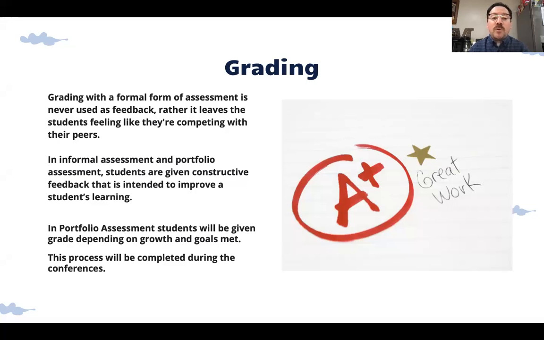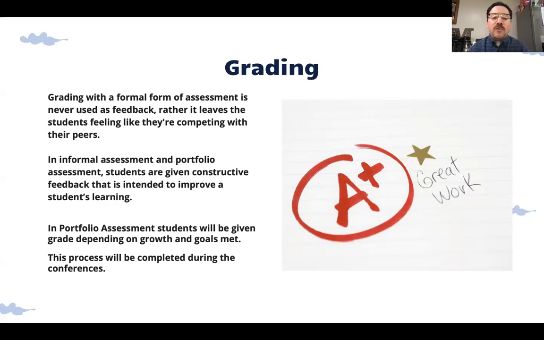So grading with formal forms of assessment is never used as feedback. Rather, it leaves the student feeling like they're competing with their peers. Again, this is why I don't like formal forms of assessment, because all it does is tell the student, yes, you understood this, no, you didn't, and this is what you should understand, and that's it.